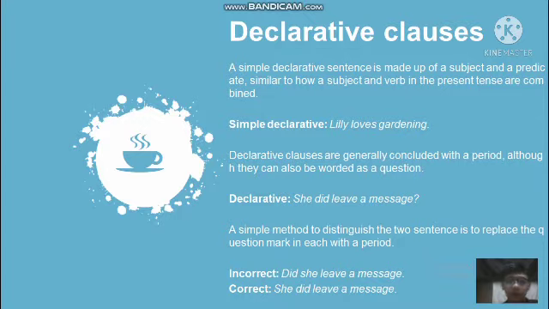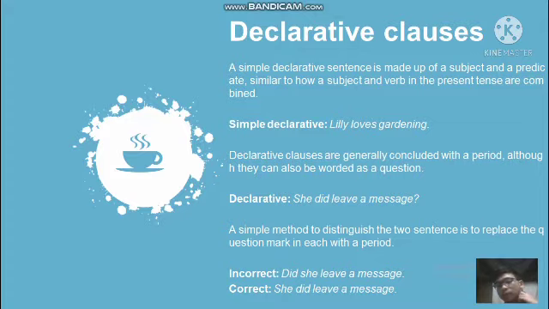In a declarative statement, the subject comes first, followed by the verb. Another simple method to distinguish the two phrases is to replace the question mark in each with a period. If you punctuated a declarative phrase with a period, it would still make sense.